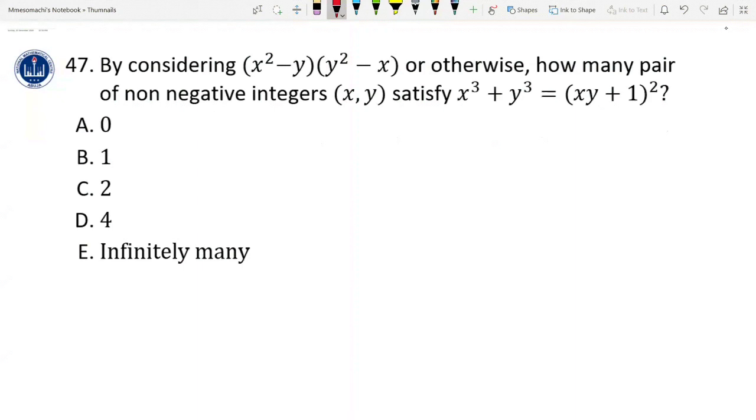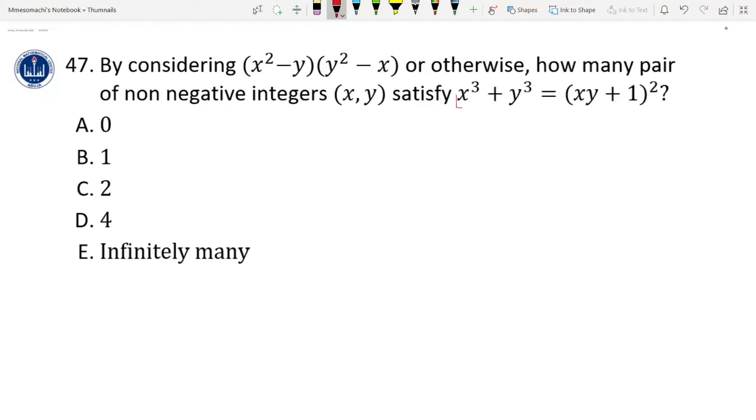So by considering this expression here, x squared minus y, in brackets, multiplied by y squared minus x, in brackets, or otherwise, how many pairs of non-negative integers x, y satisfy x cubed plus y cubed equals xy plus 1 all squared? Okay, so let's go straight to this question.